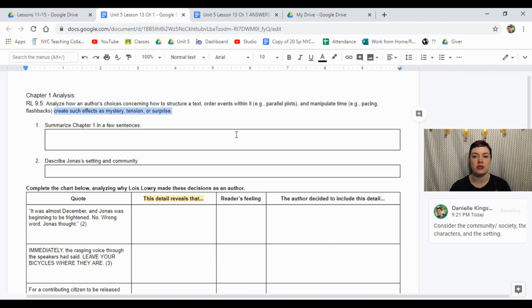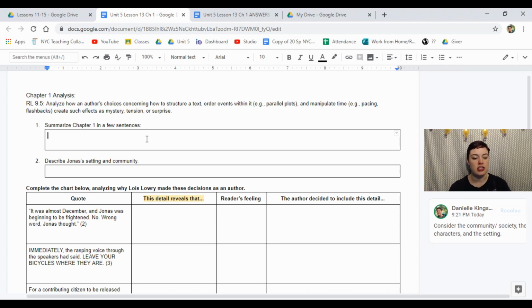But what is new is the complexity of the text and also this idea of ordering events. So we're thinking about the plot. To begin, you're going to summarize chapter 1 in a few sentences. Just 2 or 3 is fine. If you did excellent gists, all you have to do is skim through them and then pick the couple most important ones and smush them together, and that part's done.